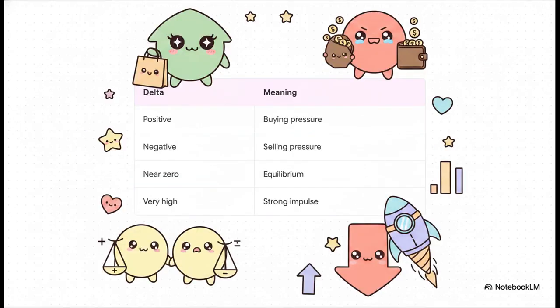You can kind of think of this as your personal cheat sheet for instantly reading market pressure. When you see a positive delta, boom, that's buying pressure. A negative delta, selling pressure. If it's near zero, the market is in equilibrium, meaning the buyers and sellers are matched up, and you're probably just in a consolidation phase. And if you see a very high delta, whether it's positive or negative, that points to a strong market impulse. The professionals are stepping in heavily. Once you get the hang of it, reading these signs becomes completely second nature, and you can gauge market aggressiveness instantly.